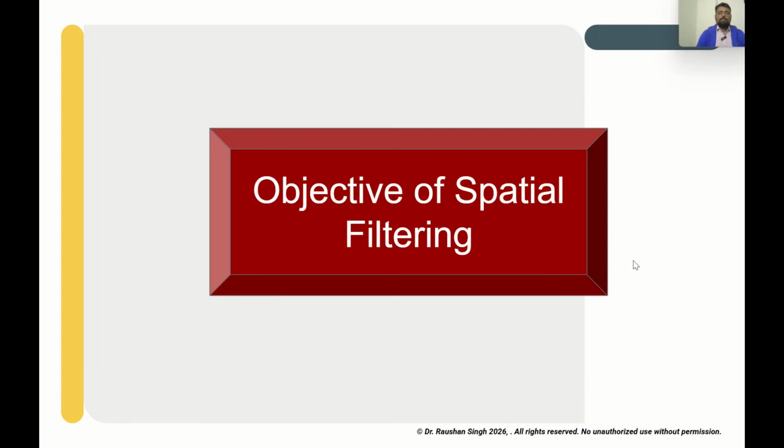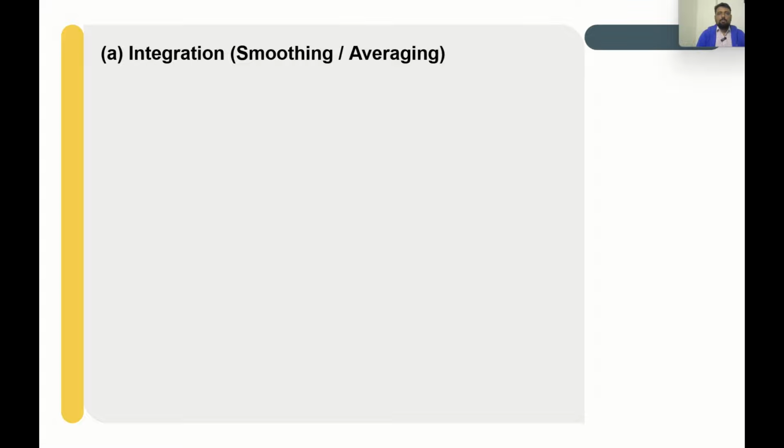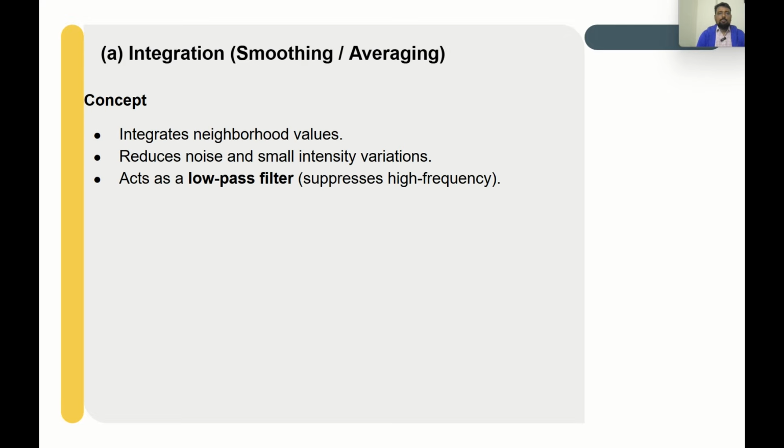Objective of spatial filtering. So what is the objective actually? The objective is applying integration, differentiation. We apply all these things and then see how the values come. In the case of integration, it affects the output in the form of smoothing and averaging. The main concept is that it integrates neighborhood values, reduces noise and small intensity variation, and acts as a low pass filter, suppressing the high frequencies. You can see the result now.